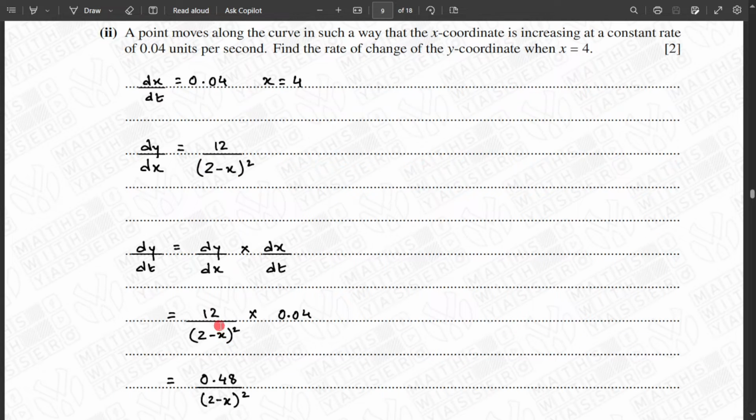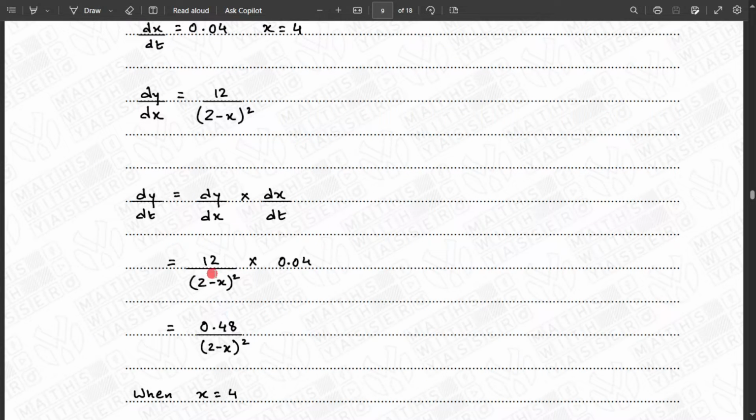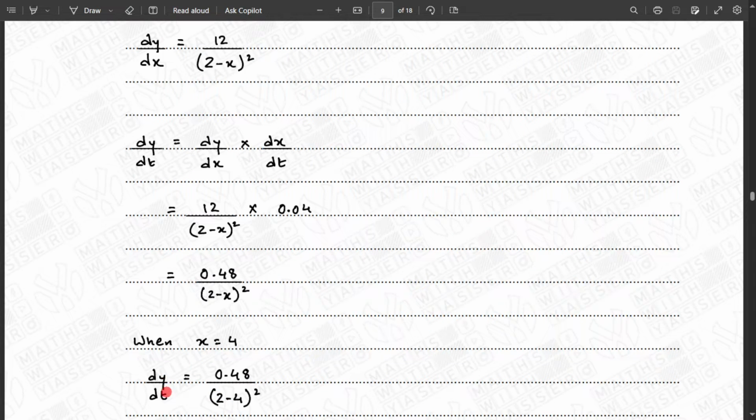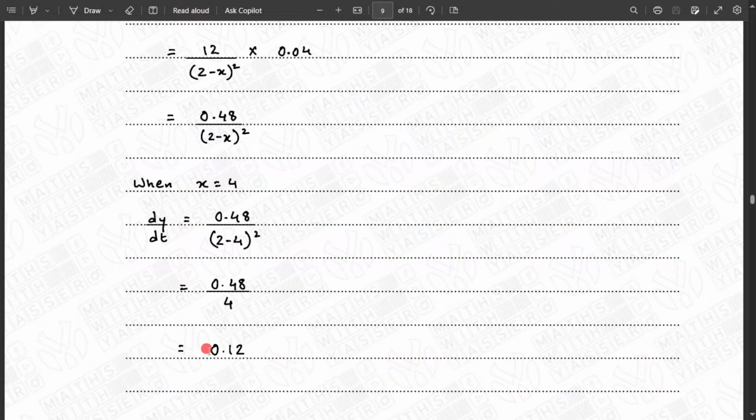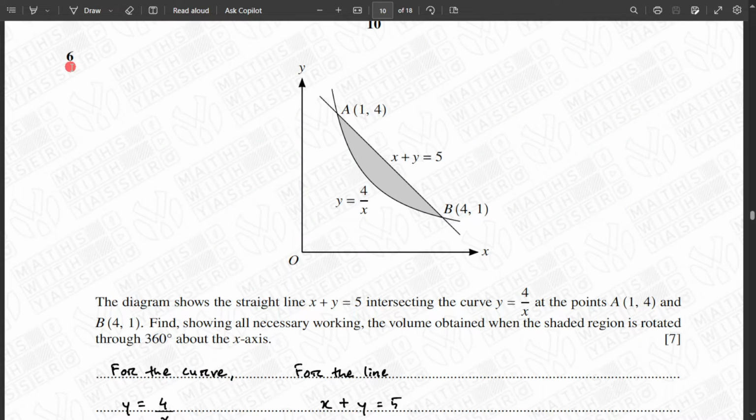So dy by dx is 12 over (2 minus x) whole square times 0.04. And this can be simplified further as 0.48 over (2 minus x) whole square. So when x equals 4, dy by dt is 0.48 over (2 minus 4) whole square. That gives us 0.48 over 4. That means dy by dt will be 0.12.